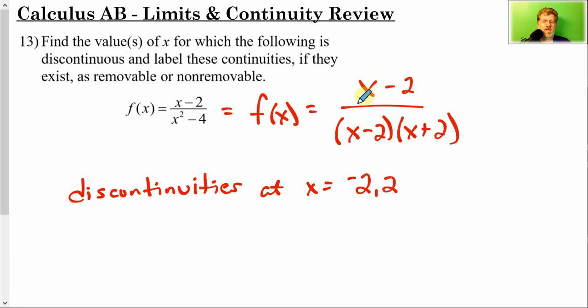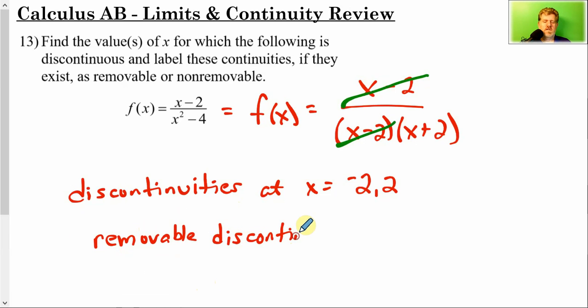So could you cancel out these x minus 2's? You could. So technically, we've removed it. So we have, whoops, I can't spell. We have a removable discontinuity at, and which one did we remove? We removed the x minus 2. So what value would make that 0? It would be 2. We removed the 2. That was the removable discontinuity, which means negative 2 is not removable.